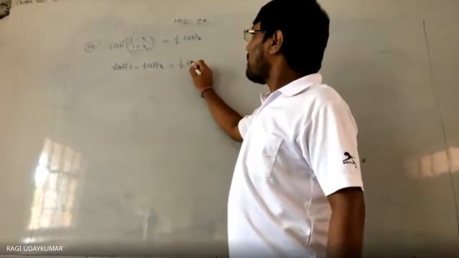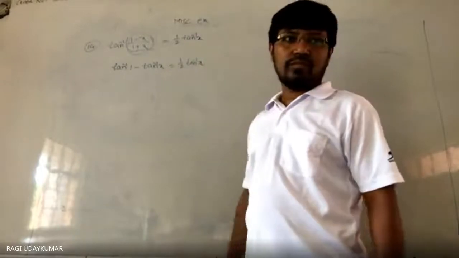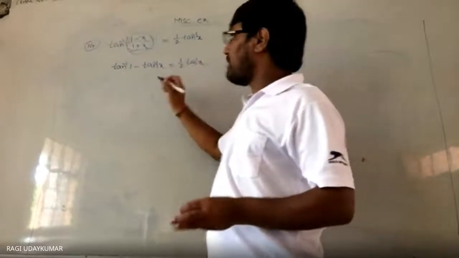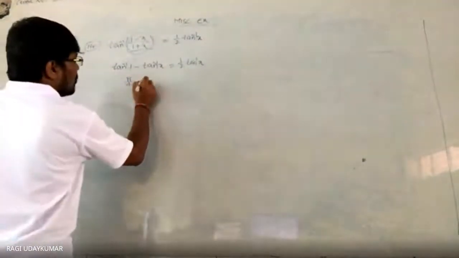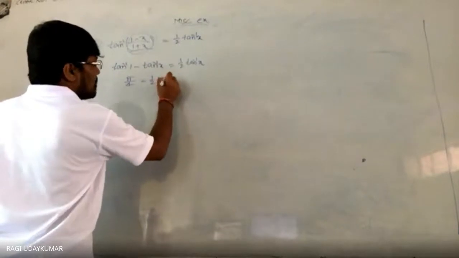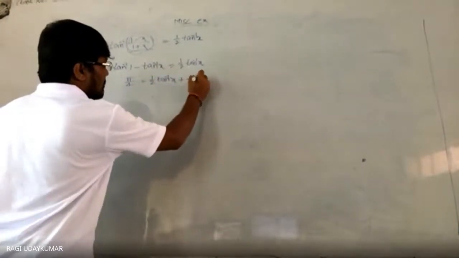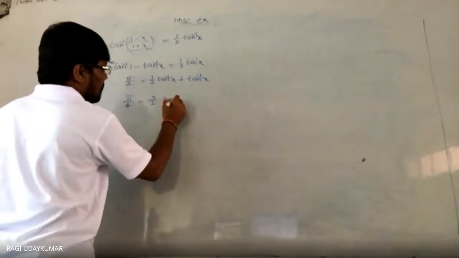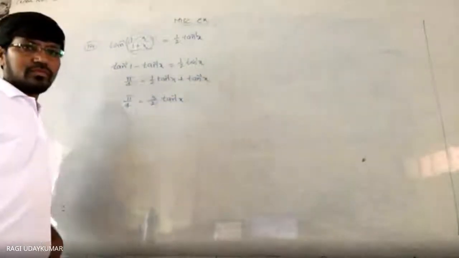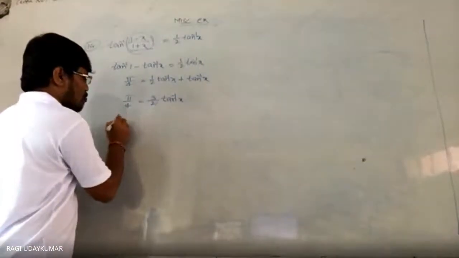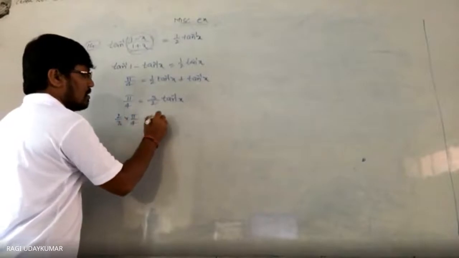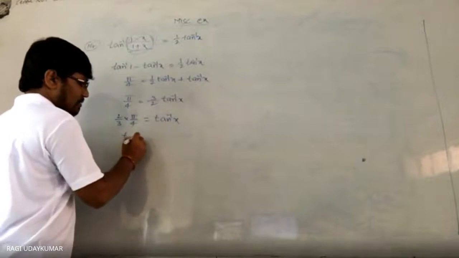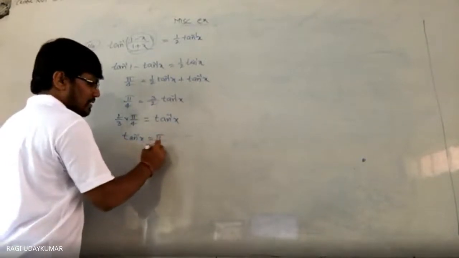So this is equal to 1 by 2 tan inverse of x. Tan inverse of 1 is pi by 4. And take this tan inverse x to the right side. So pi by 4 is equal to 1 by 2 tan inverse of x plus tan inverse of x, which is pi by 4 is equal to 3 by 2 tan inverse of x. Then 3 by 2 you take, 2 by 3 into pi by 4 is equal to tan inverse of x. So what do you get here? Pi by 6. So tan inverse x is equal to pi by 6.